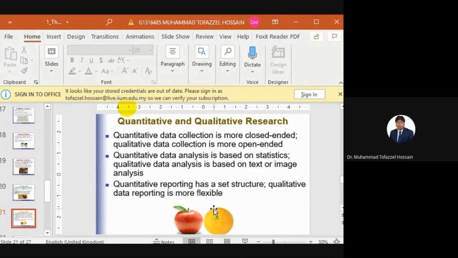Strongly disagree, then disagree, then neither disagree nor agree, which is neutral, not sure. Then maybe agree, then strongly agree. So these are the Likert scale. It means your answers are limited to only these five options. So this is a quantitative survey. In some cases, you also face some questions that are open.